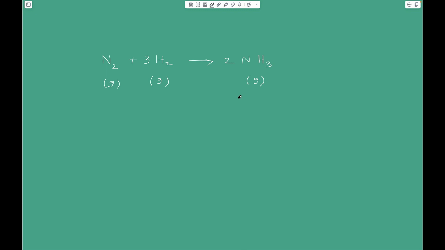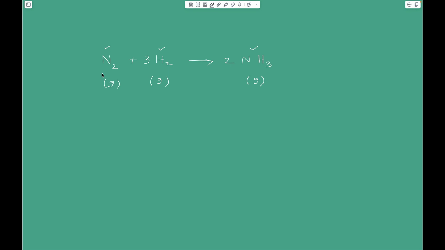Let us look at the balanced chemical equation for the reaction between nitrogen and hydrogen in the synthesis of ammonia. Now, what do we understand from this equation? Obviously, we understand that two elements, namely nitrogen and hydrogen, are reacting with one another to form a single compound called ammonia. What else do we understand from this equation?